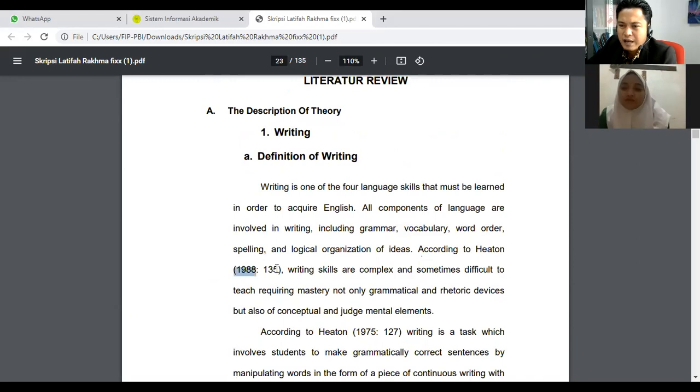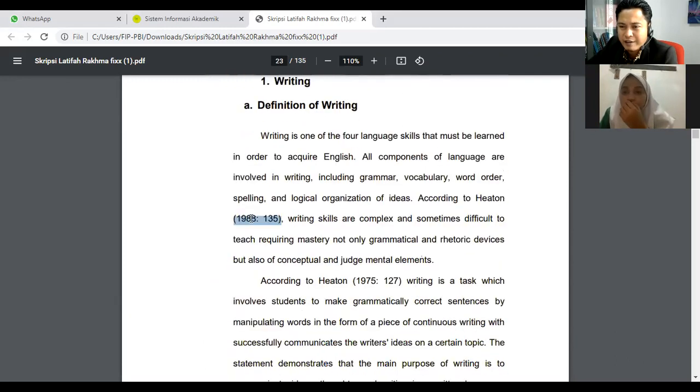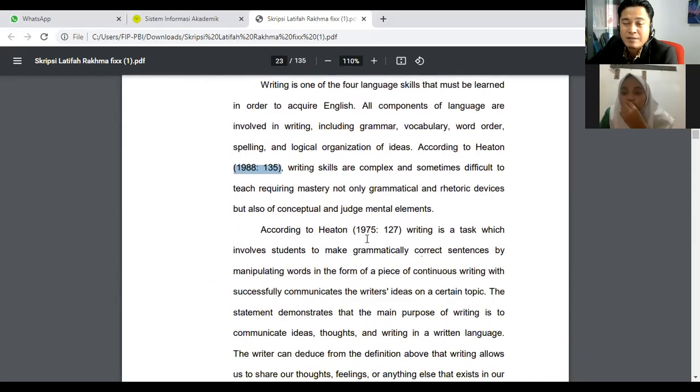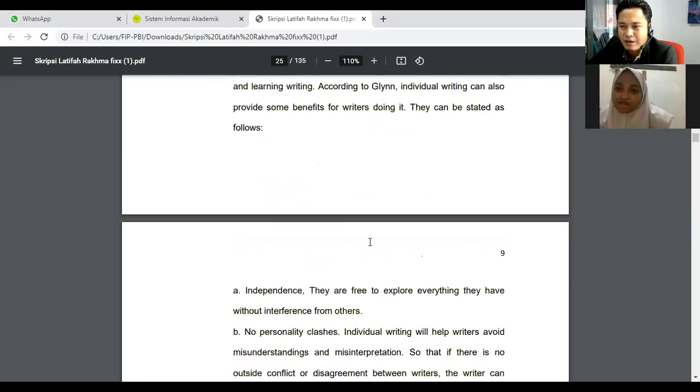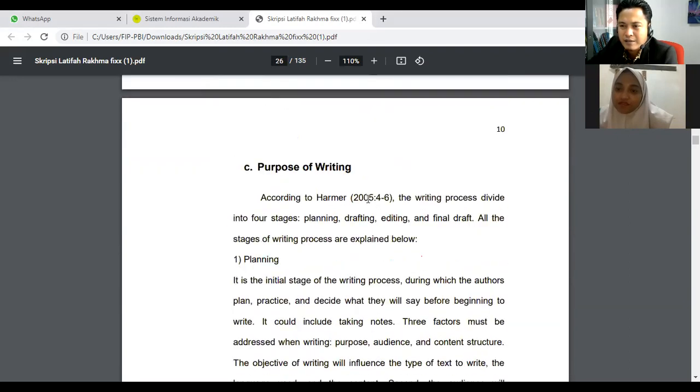Okay, look at this one. I already mentioned it many times, yeah? For you guys, class of 2017, your references should be 2010 and above. So why are you still using 1988, 1975? 2010 and above means starting from 2011 till 2022, okay? And then here you're using 1988, 1975. So you have to revise all of your references, I guess. And then 2005, really? Now we are here in 2022. Can you imagine how old this reference is that you use?